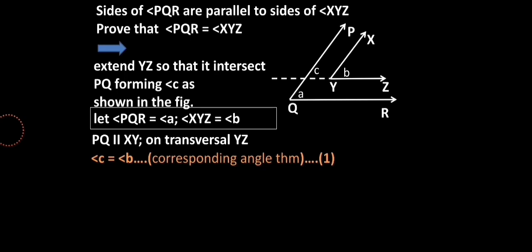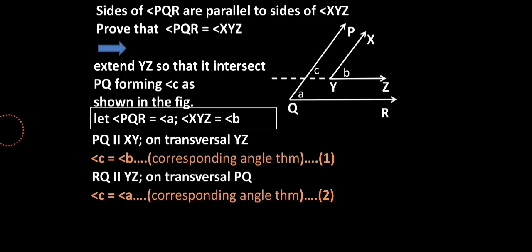Okay, and the way I told you, angle A is also equal to angle C, right? But we have to mention the parallel lines and the transversal, and here it is. For angle C and A, RQ is parallel to YZ, and we are taking the transversal PQ.